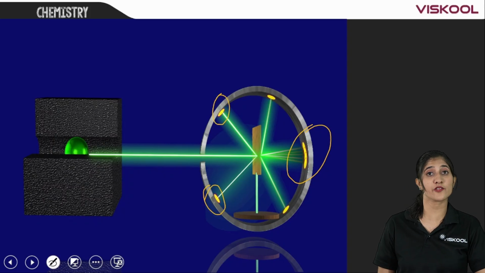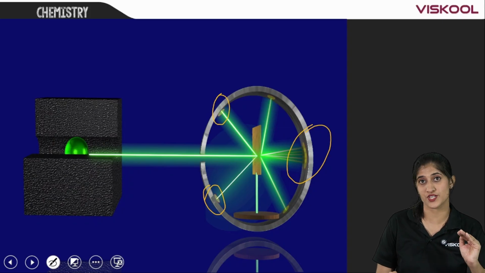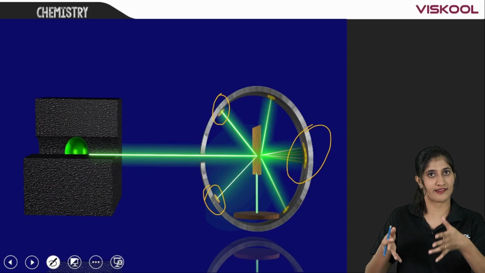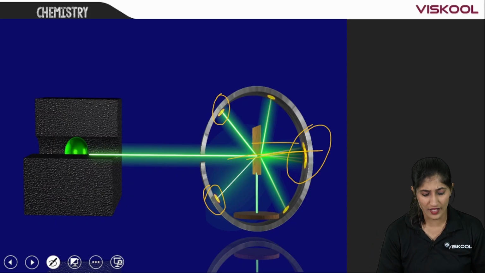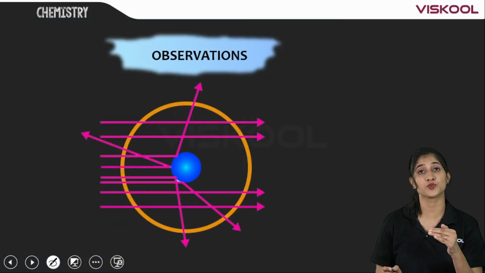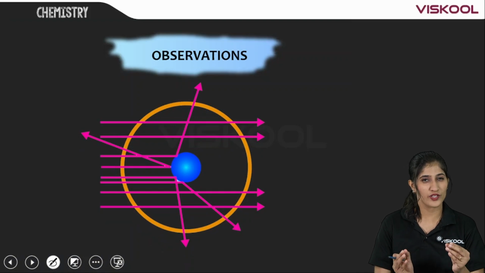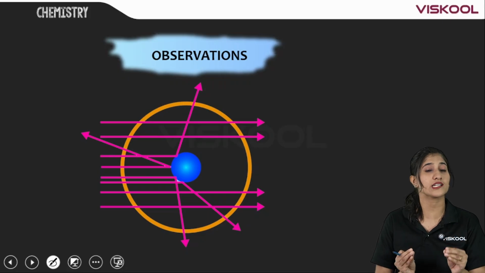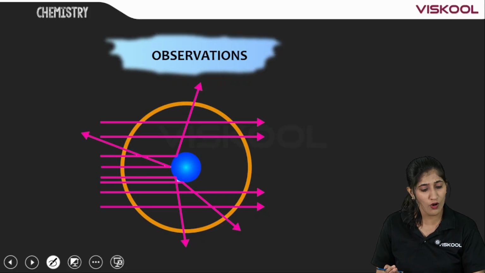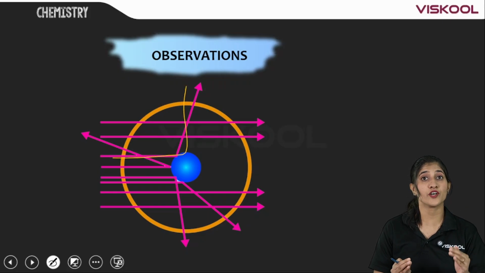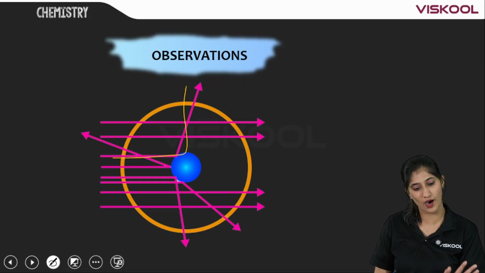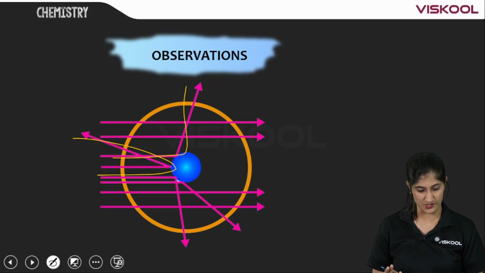From this experiment, he made some observations. Most of the deflections were on the back side, right? That means most of the alpha particles passed through the gold foil. Now, there was a very little flash on the front side. So, very few alpha particles were deflected by small angles. Now, if there were 20,000 alpha particles, one alpha particle bounced back. Those were the observations, okay?